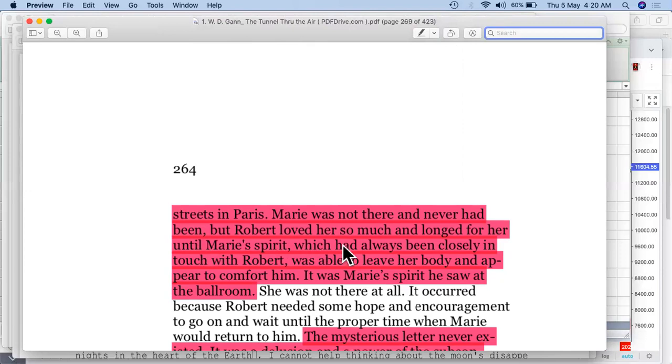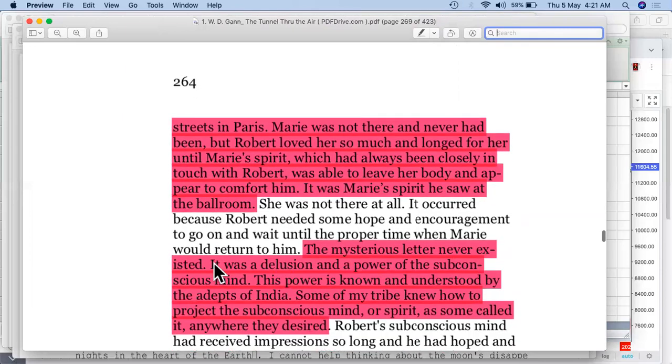But Robert loved her so much and longed for her that Mary's spirit, which had always been closer in touch with Robert, was able to leave her body and appear to comfort him. It was Mary's spirit that he saw at the ball. The mysterious letter never existed. It was a delusion and a power of the subconscious mind.